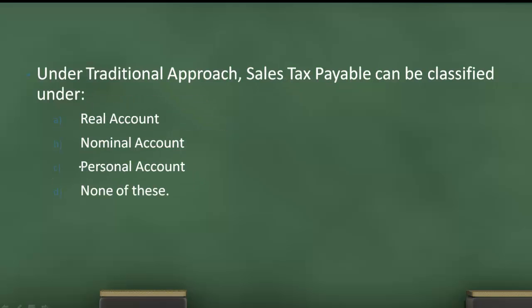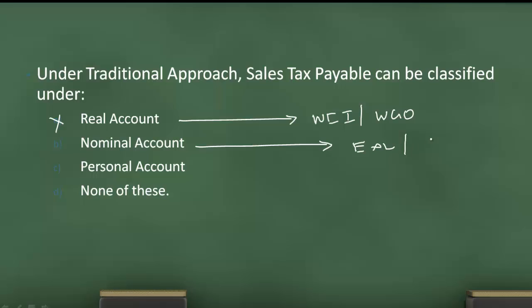Fine. Under traditional approach, sales tax payable can be classified under real account. Can it be classified under real account? Real account talks about assets. Debit what comes in and credit what goes out. So it cannot be classified under real account. Can it be classified under nominal account? Nominal account talks about expenses and losses, incomes and gains. It cannot be classified under nominal account also.